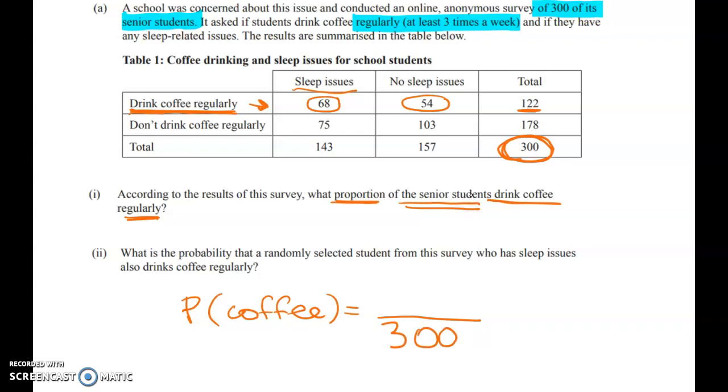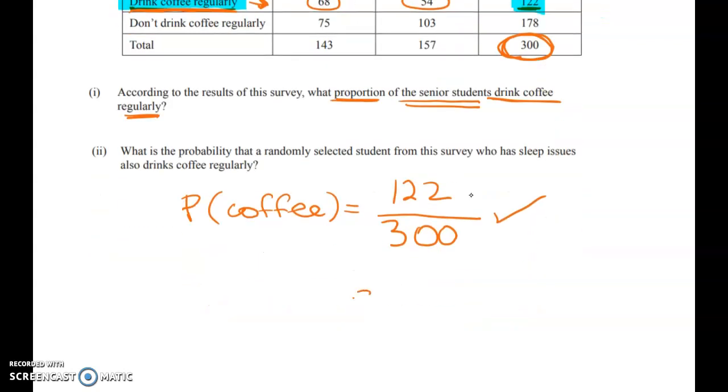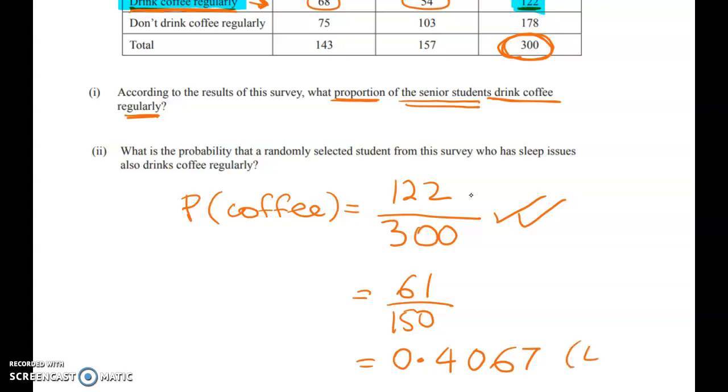And how many of the 300 drink coffee regularly? So to figure that out, we have to go here. So drink coffee regularly, and the answer is going to be 122. Now, it's actually fine to leave that how it is in the exam. You'll get a tick for that. It looks pretty ugly to me, though, so I would rather simplify it, but you don't have to. So that's 61 out of 150. But the other thing we can do with it is just turn it into a decimal. If you're going to do that, don't round it too hard. So I would go with 0.4067 here to 4 dp. Okay, that's the first one done.